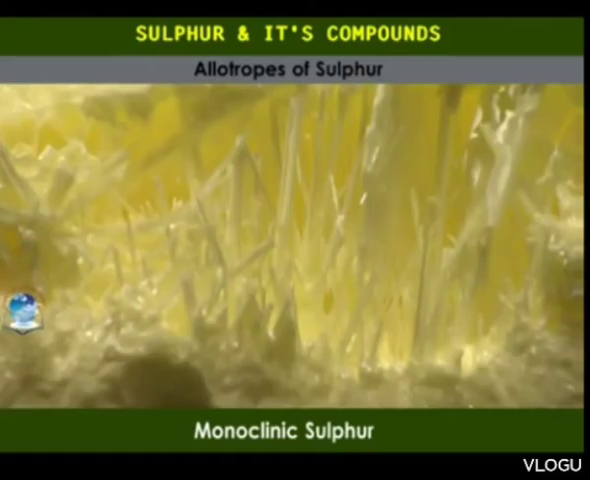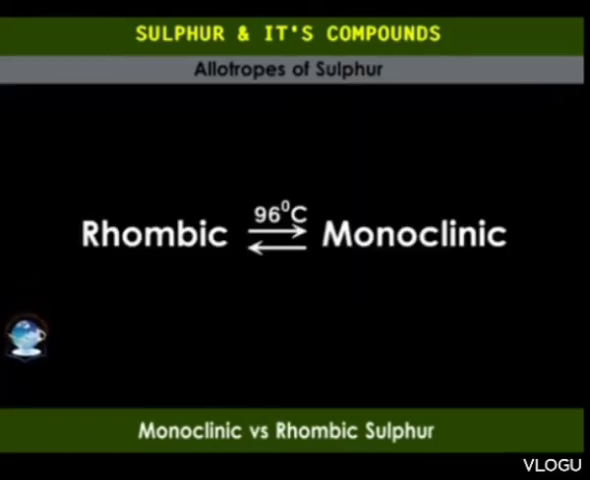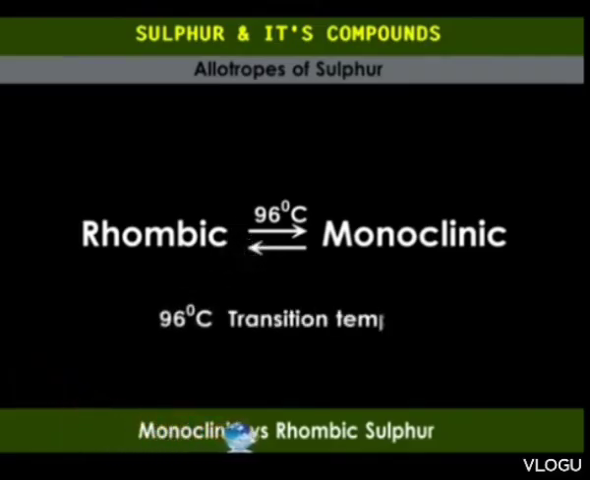Thus, below 96 degrees Celsius, crystalline sulfur exists in the rhombic form, and above 96 degrees Celsius, it exists in the monoclinic form. The temperature 96 is in this case called the transition temperature.